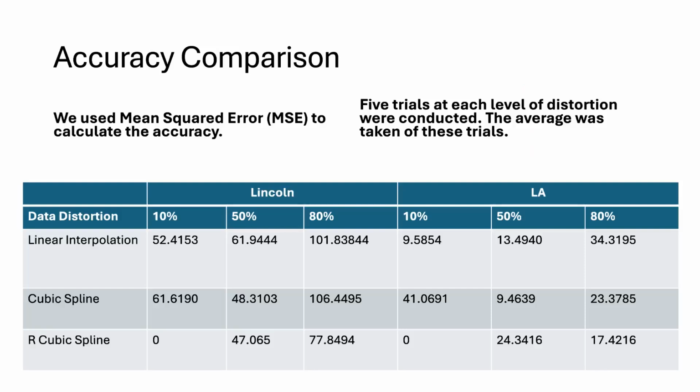We can also see that the error is not necessarily correlated to the amount of damage, and that's because of the outliers. They have a huge impact on the accuracy of the interpolation. And in addition, we can also see that the LA values are generally more accurate than the Lincoln ones due to LA's more consistent weather.